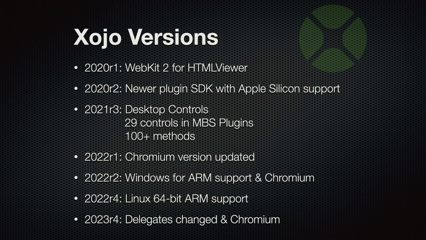Frequently, Xojo updates the Chromium version used for the Windows browser engine. So we have to adapt the plugin. And the current plugin can handle 5 different versions of Chromium, depending on which version you have. And of course, we add new targets like Windows for ARM or Linux for ARM. And I have to rebuild the plugin.